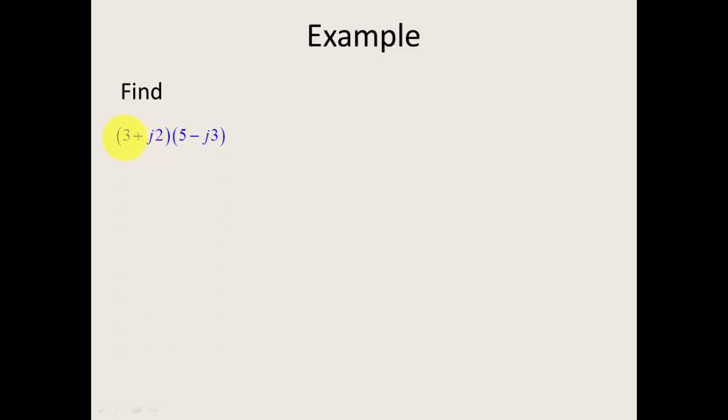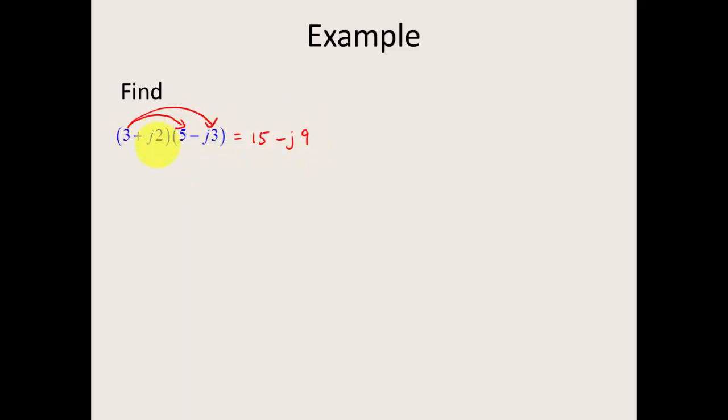I am to find this times this. So I have two complex numbers and I would like to multiply them together. So as mentioned just now, I'm going to apply distributive law. I'll start by multiplying 3 to 5. So 3 times 5 gives me 15. Then taking 3 again, I'm going to multiply it to this term. So I have 3 times minus j3. That will give me minus j9 because 3 times 3 gives me 9.